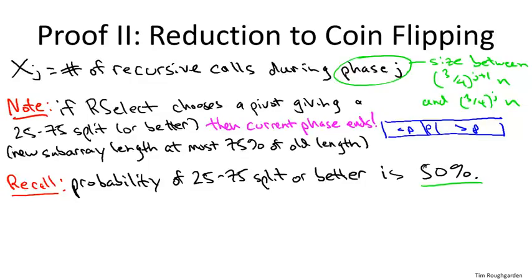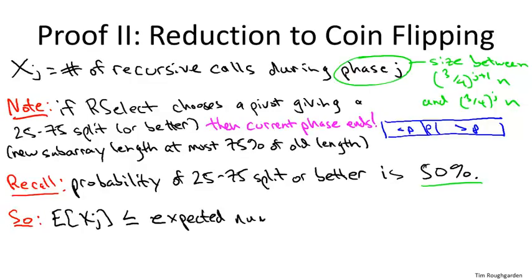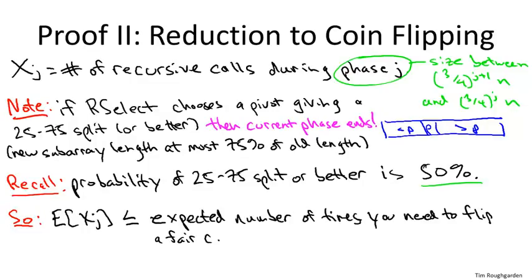So this is why we can reduce our analysis of the number of recursive calls during a given phase to a simple experiment involving flipping coins. Specifically, the expected number of recursive calls that we are going to see in a given phase j is no more than the expected number of coin flips in the following experiment. Okay, so you have a fair coin, 50% heads, 50% tails. You commit to flipping it until you see a head. And the question is, how many coin flips does it take up to and including the first head that you see? Okay, so at minimum, it's going to be one coin flip.